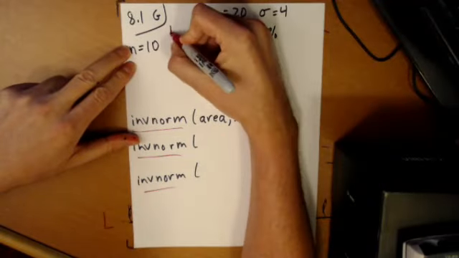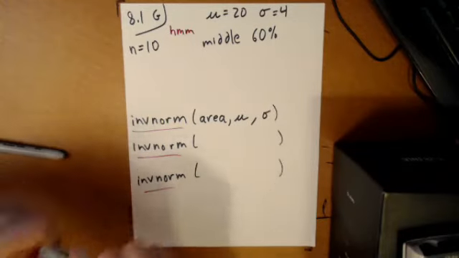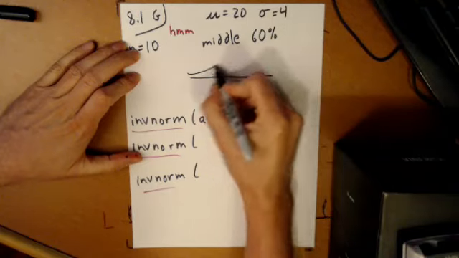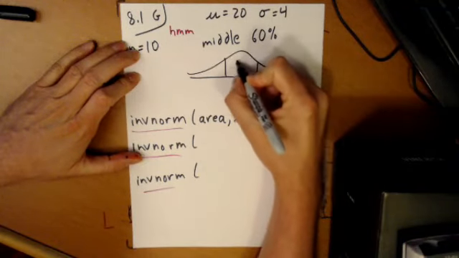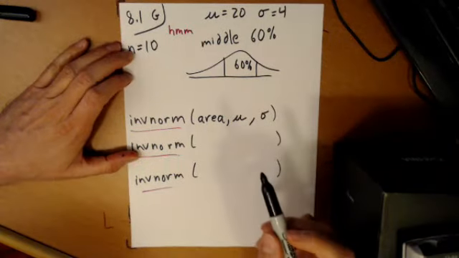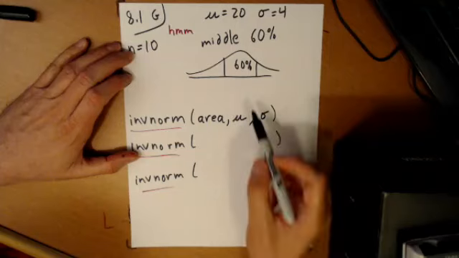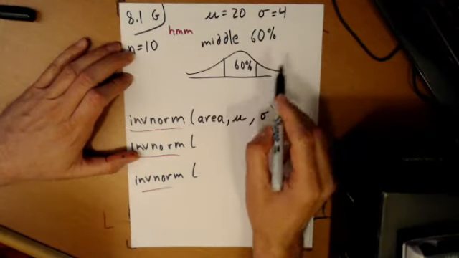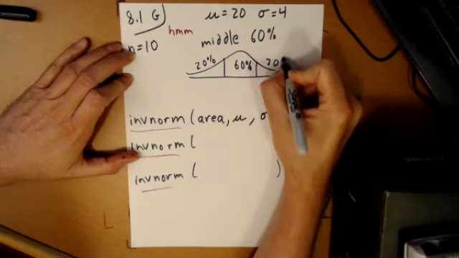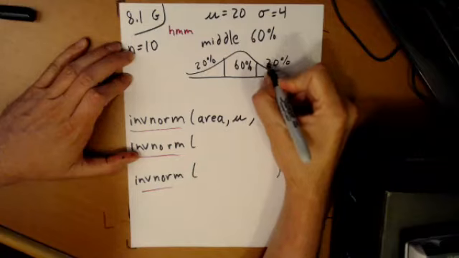So let me first start by saying, okay, middle 60%. Let me draw a picture of the middle 60%, bell curve, 60% in the middle. If there's 60% in the middle, then that's 40% left over, but I have to put some on this side, some on that side. So that's 20% here and 20% here. Okay, so far so good.